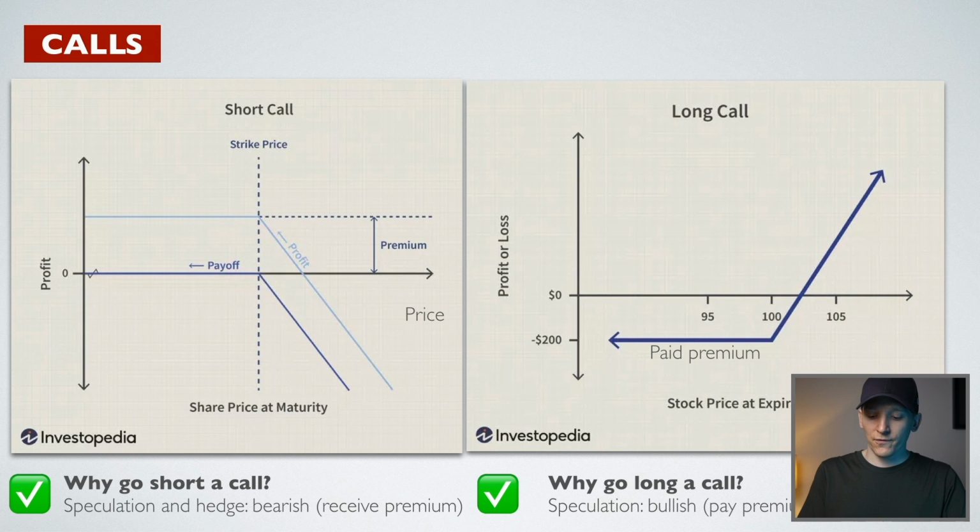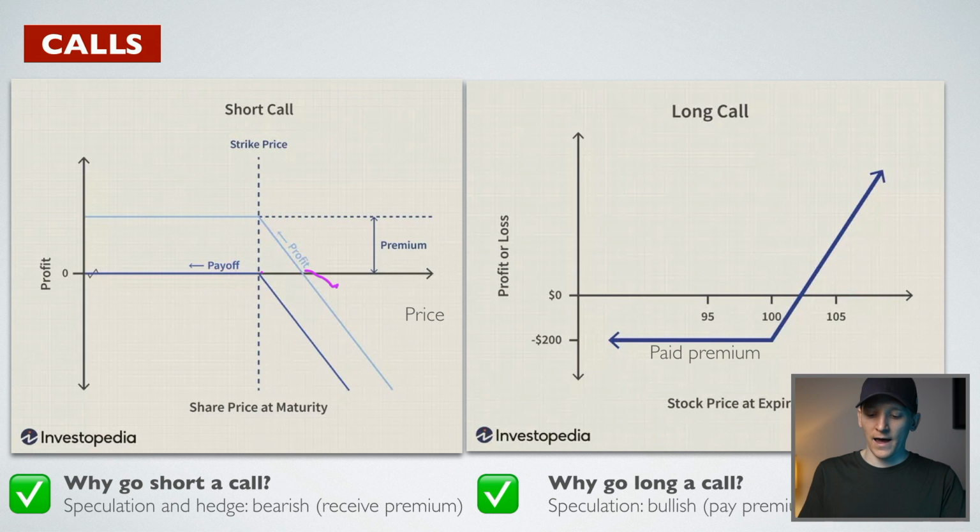Now, if the price starts to move up, well, your break even is, as you can see, the strike price plus the premium that you got, because you got that from the buyer of the option. And that is your break even right here, which is the strike price plus the premium.